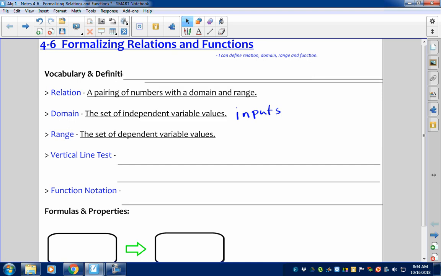And the range is the set of dependent variable values, or the outputs. So you might want to write on there inputs and outputs. The domain is inputs, range is outputs. In your classwork today and homework, you'll be asked to find the range. It just means find the outputs. What do you get when you plug the domain or the inputs into the function?